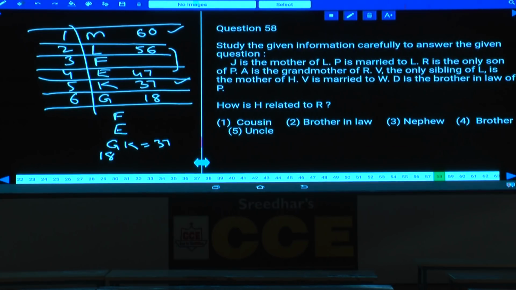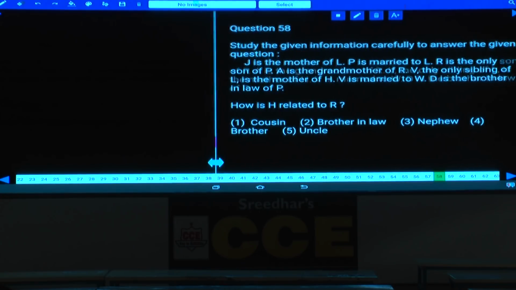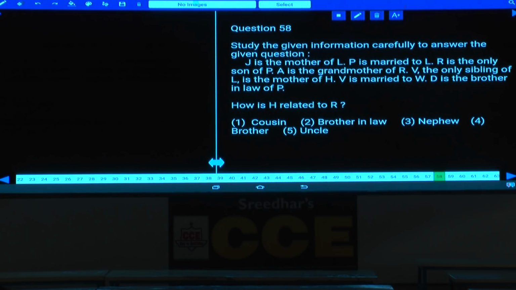Then 58 and 59, these two questions are based on blood relations. J is the mother of L. P is married to L. L and P are a married couple. R is the only son of P. Yes, R is the only son of P doesn't mean that this R is the only child of P. Daughters could be any number, whereas son is only one.